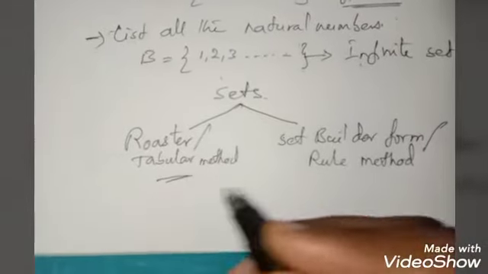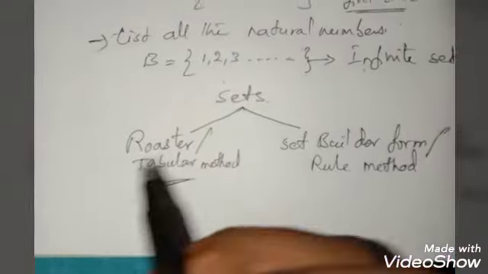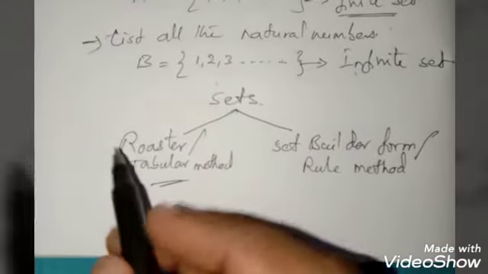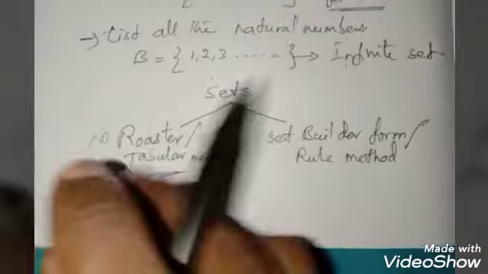Tabular method means we are not writing in tables, we are just writing in flower brackets, right? Now let me introduce what a roster set is.